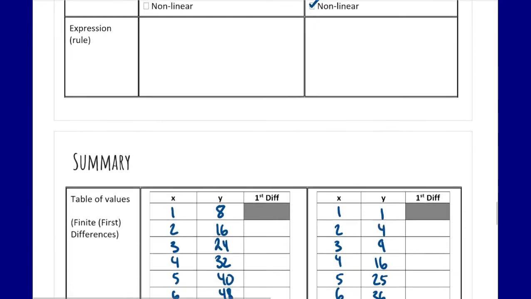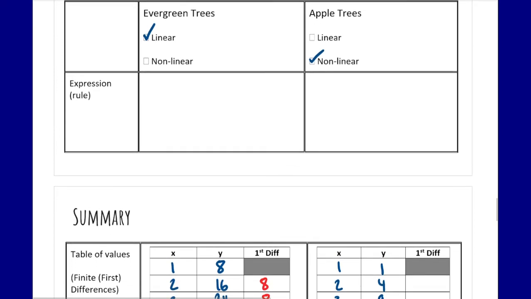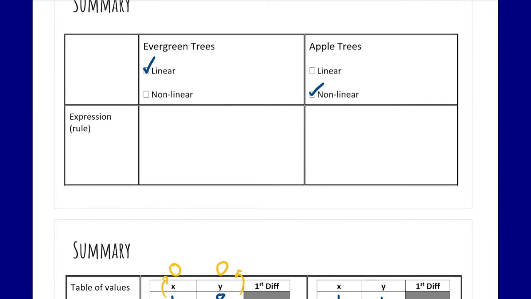What would the rule be? Well, we've just learned this in the previous lesson. If I look at what the change is from 8 to 16, that's a change of 8. From 16 to 24, that's a change of 8. From 24 to 32, that's a change of 8. Seems to be a change of 8 every time I add a row of apple trees. If I worked backwards, as we've learned before, to position 0, I would also have 0 evergreens. No apple trees, no evergreens needed. So in this case, my rule is just y equals 8x.